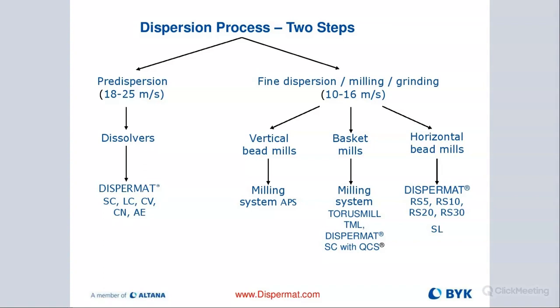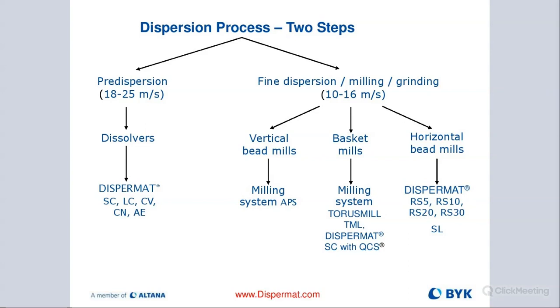So we have 2 different steps. We have the pre-dispersion step, with different types of Dispermats and dissolvers. Very important, 18 to 25 meters per second is our tip speed. That's what we're looking for. And then when we are grinding or milling, we're looking for about 10 to 16 meters per second tip speed of our milling disc or our rotor. So we have vertical bead mills, basket mills, and our Torus Mill TML, which you saw previously.